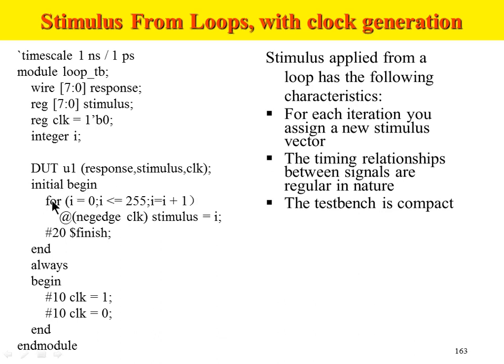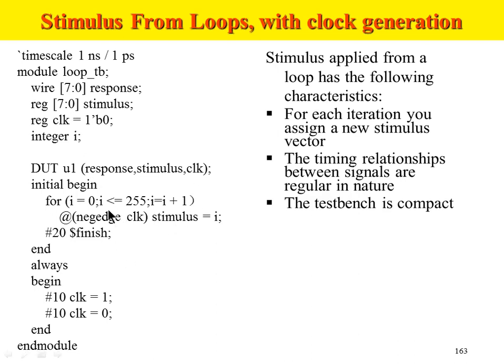Now this is my design under test which I am instantiating just like last time. Initial begin the block. For I equal to 0, I less than or equal to 255, I equal to I plus 1. So 0 to 255 means the for loop will execute 256 times. What am I doing inside the for loop? At negedge clock, stimulus is equal to I. On every negedge of clock, the value of I, which is the loop index incrementing, will be applied to stimulus, which is an 8-bit register declared here.